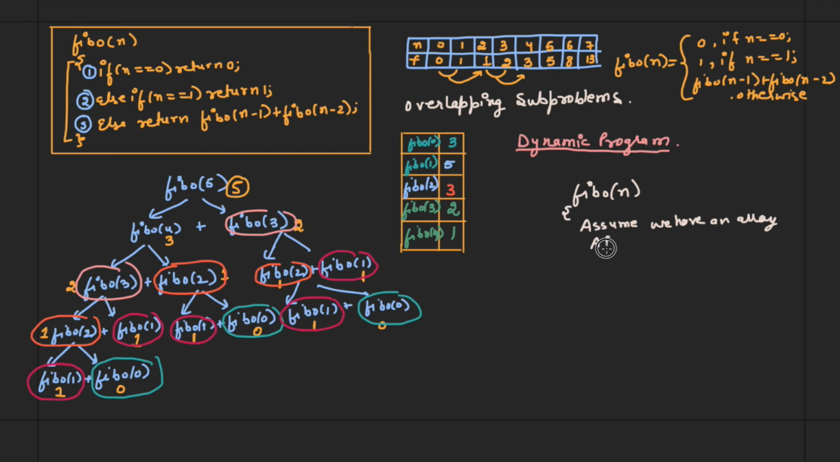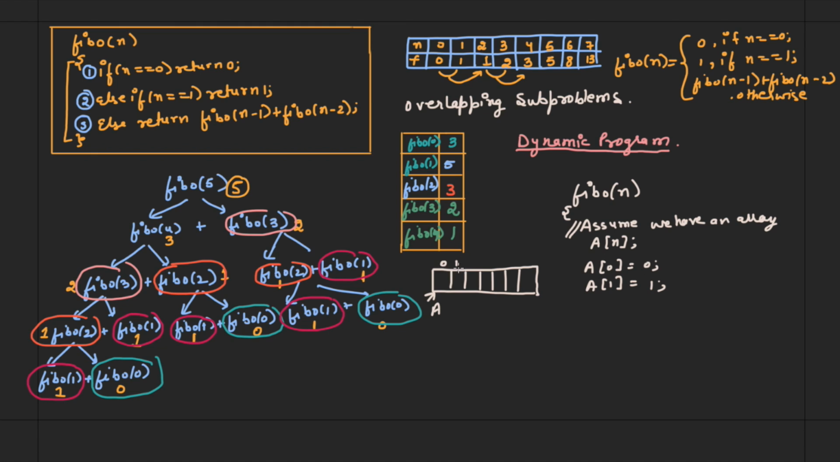Assume we have an array A with n index locations, where index locations are starting from 0 to n and so on. At index location 0, we are going to store 0. At index location 1, we are going to store 1, so that we don't have to calculate it again and again. So this is the array A.